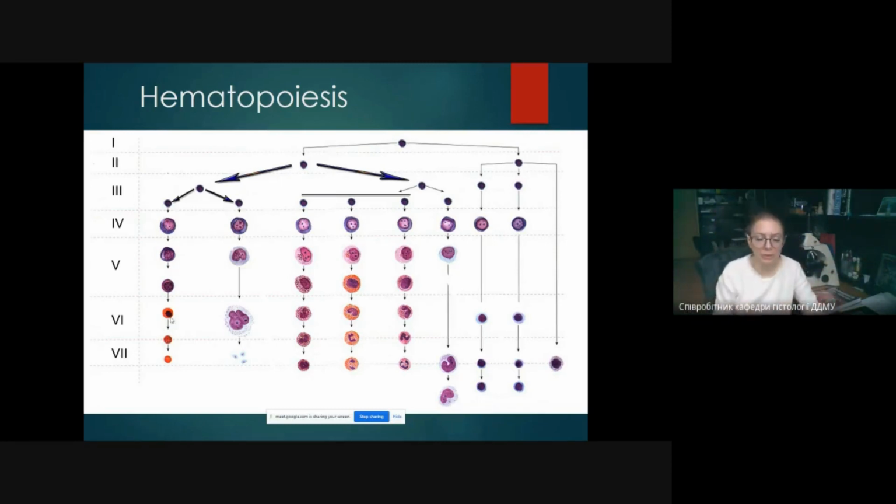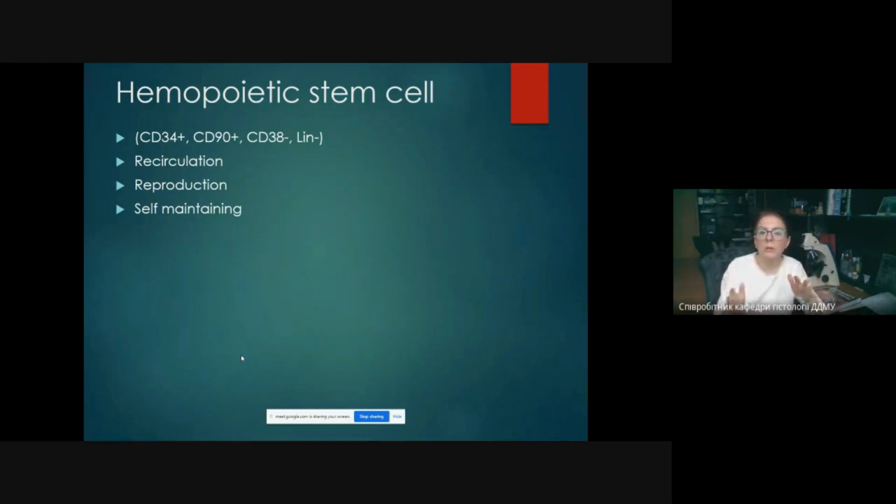But before considering every branch of hematopoiesis, I want to give general information about the hematopoietic stem cells, because it is very important. Those cells have special antigen characteristics, such as the CD34 antigen and CD90.